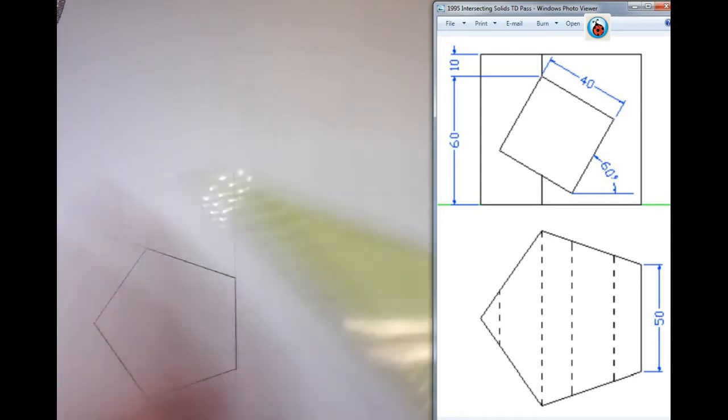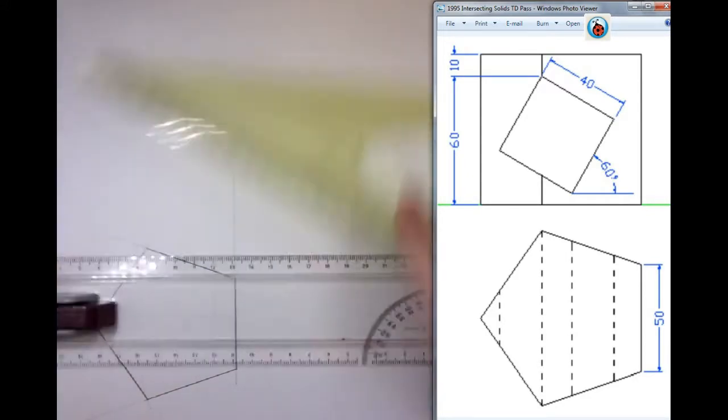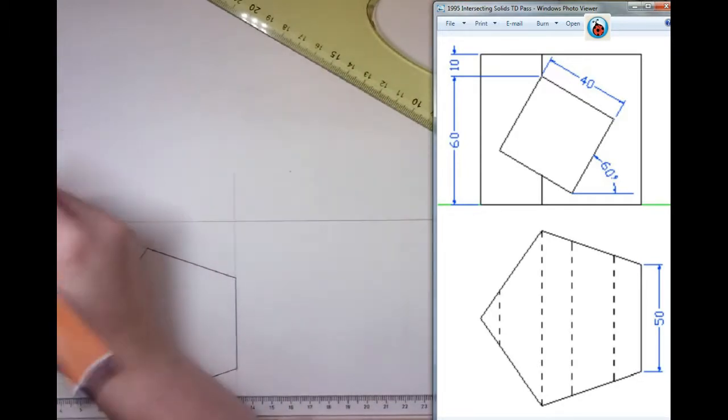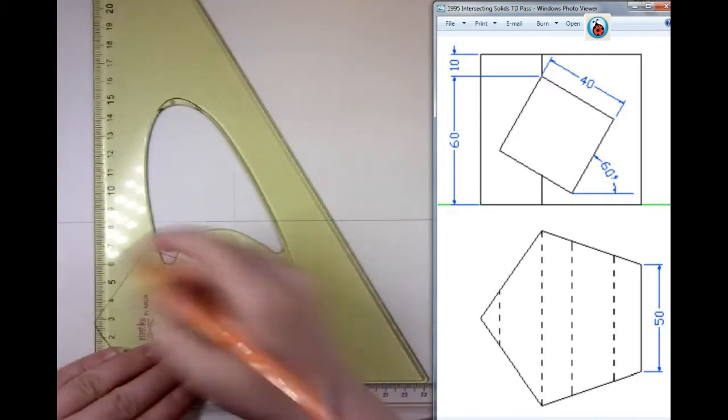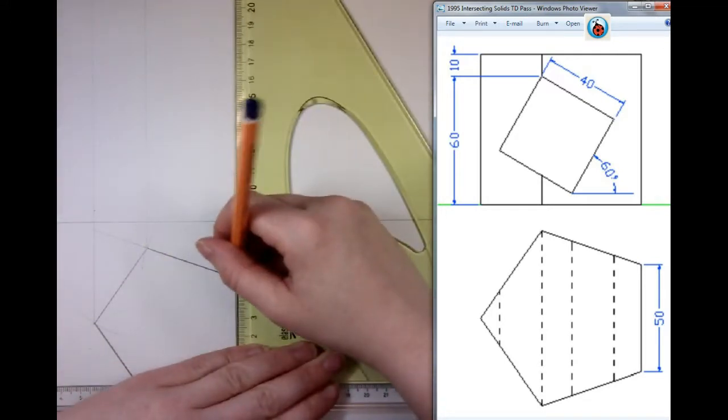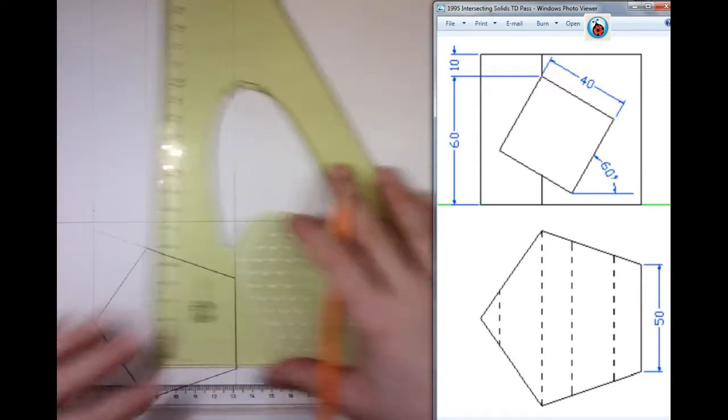Now the next thing we're going to do is come up here and get my elevation. So please draw your XY line nice and dark and label it. I'm going to bring up the point of my pentagon, and I'm giving a height there of 60 and 10.